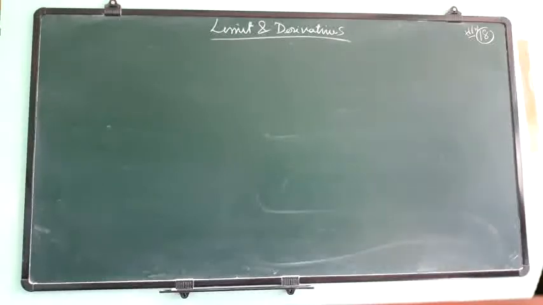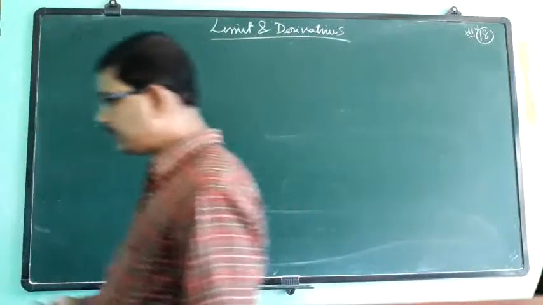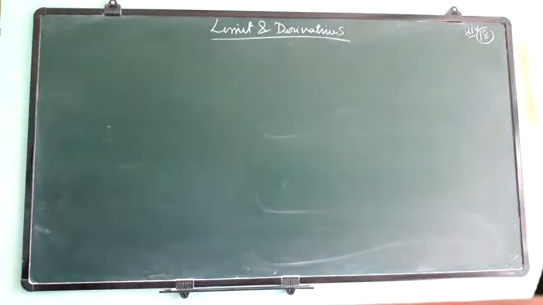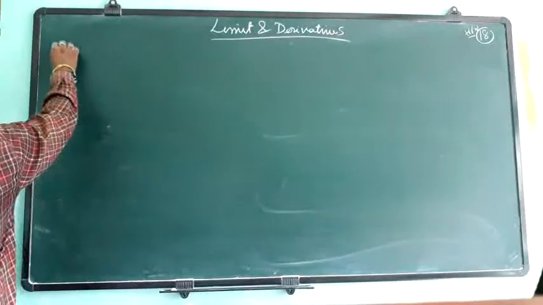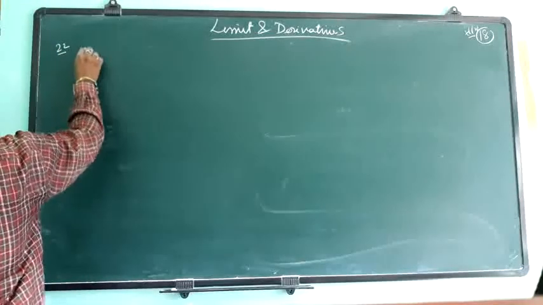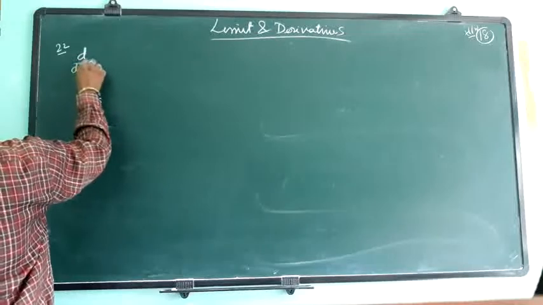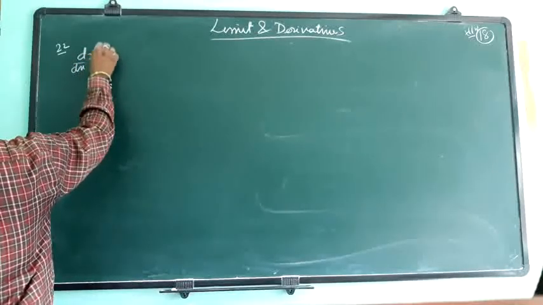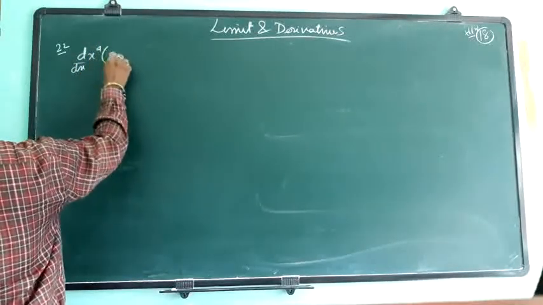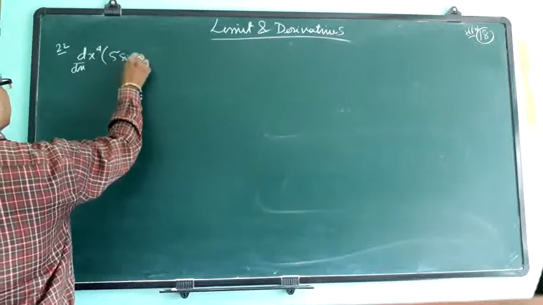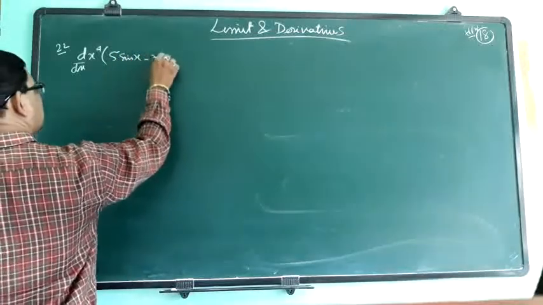Students, we have completed question number 21. Now we are going to do question number 22. This is differentiation of x to the power 4 inside bracket 5 sin x minus 3 cos x.